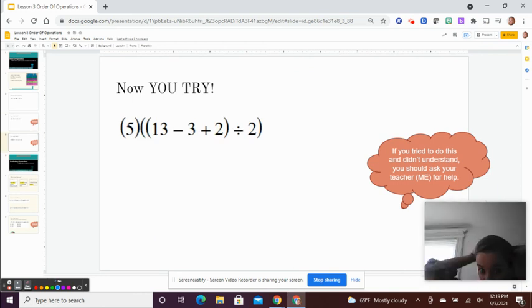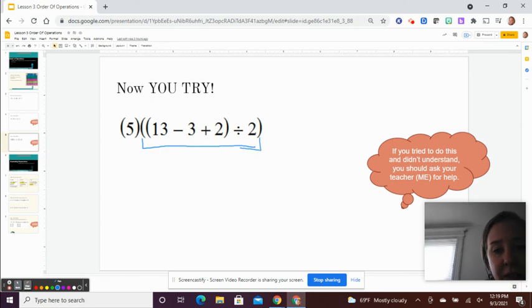Okay, this is a big one. You have to go with your grouping symbols first, which means I need to focus here, which means even further, I need to do this portion first. Okay, so this 5, he's just going to come there. 13 minus 3 is 10. So we have these big parentheses out on the outside. So 13 minus 3 is 10, plus 2 is 12.